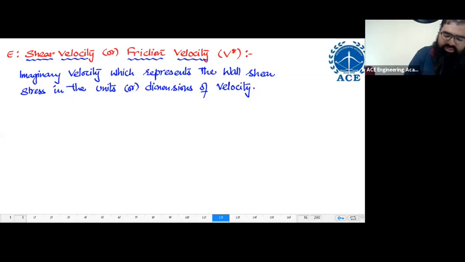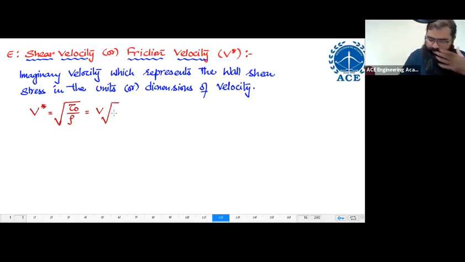What is the formula for the shear velocity? V star is equal to root over of tau naught by rho. You see it is directly proportional to root tau naught. It is converting wall shear stress into velocity. Its importance will come much later, when we discuss turbulent flow. It is also equal to V root over of F by 8.